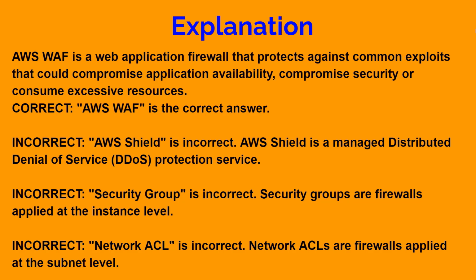Correct. AWS WAF is the correct answer. Incorrect. AWS Shield is incorrect. AWS Shield is a managed distributed denial of service (DDoS) protection service. Incorrect. Security Group is incorrect. Security groups are firewalls applied at the instance level. Incorrect. Network ACL is incorrect. Network ACLs are firewalls applied at the subnet level.